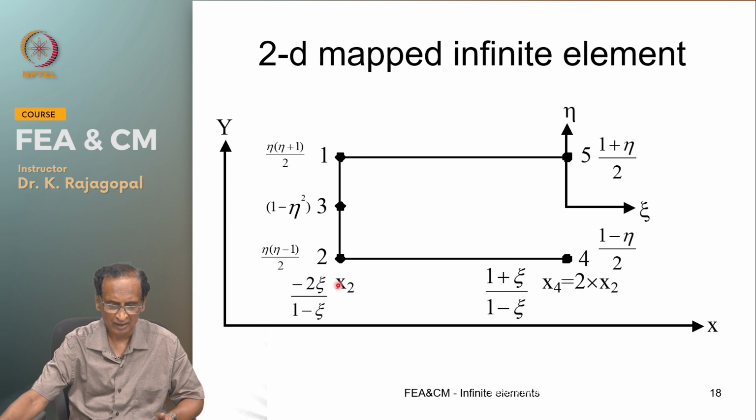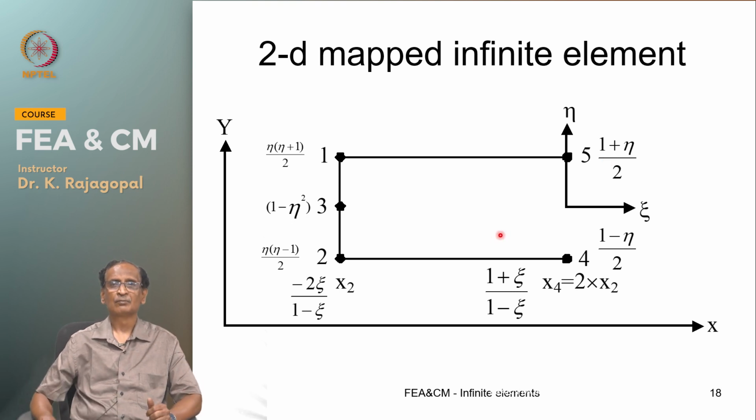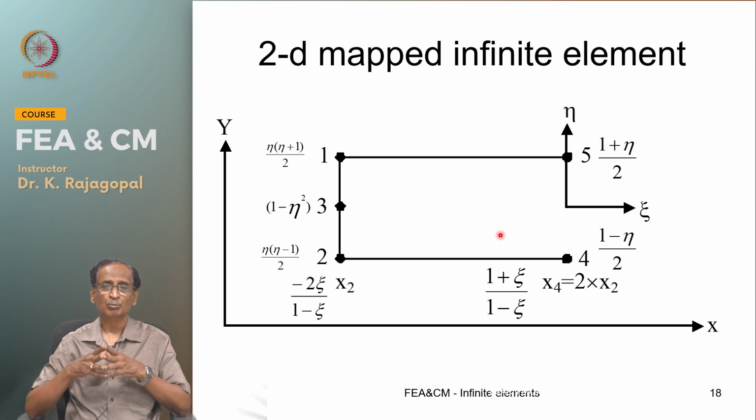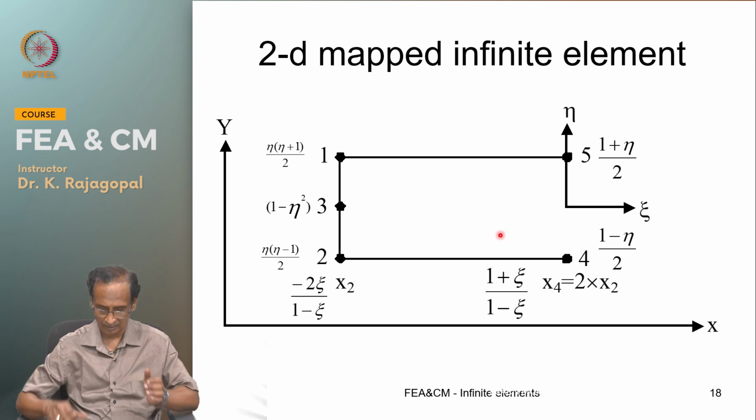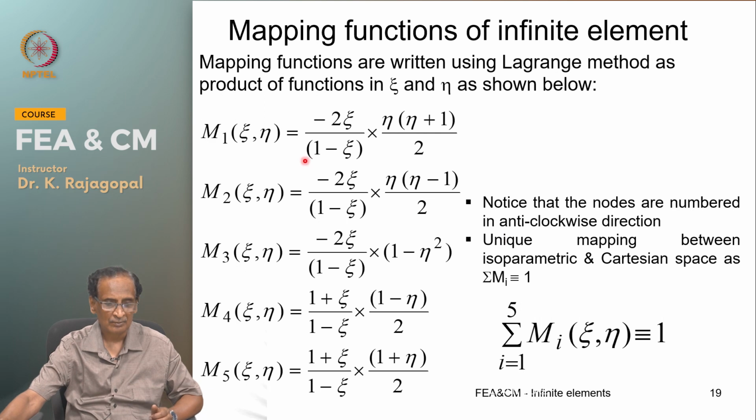Then in the eta direction, along this line there are 3 nodes. So we have a quadratic function in the eta, whereas along this line we have only a linear function, 1 minus eta by 2, 1 plus eta by 2, and by using our Lagrange method we can get our mapping functions in terms of xi and eta as the product of these 2 independent functions. So our m1 in terms of xi and eta can be written as minus 2 xi by 1 minus xi multiplied by eta times eta plus 1 by 2.